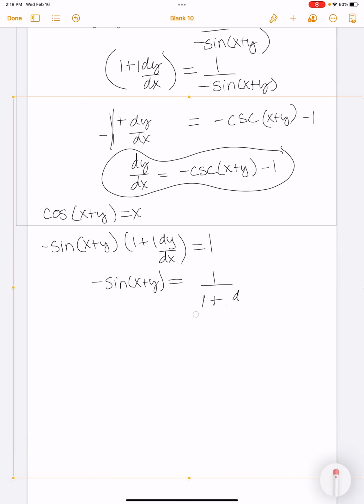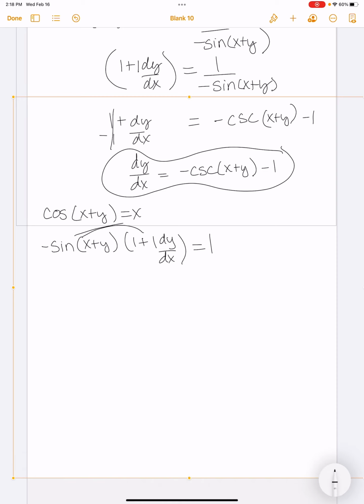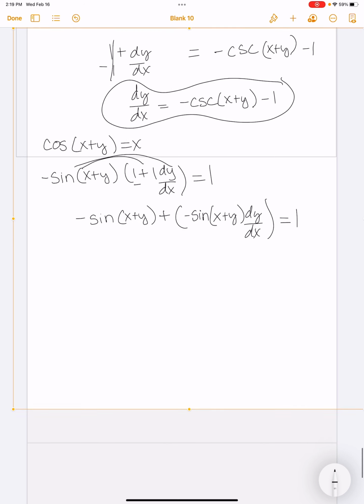Oh, you know what? Let's do it this way. If we want to do it this way, we should first distribute this sine x plus y. So we're going to do x plus y times 1 is just negative sine x plus y. And then we're going to add, so it's going to be negative sine x plus y dy dx equals 1. Okay? And then what you can do is, let's bring this over some. We'll have 1 equals plus sine x plus y dy dx. So we'll plus this over.